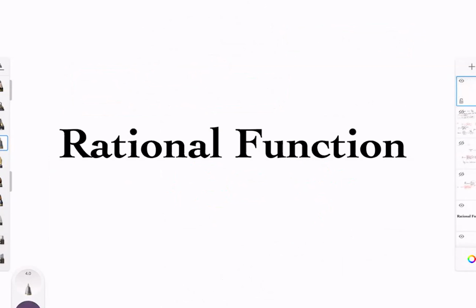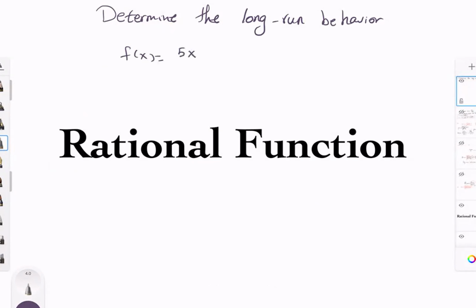So now they're asking us to determine the long run behavior of the rational function. The question is f of x equals 5x to the power 4 plus 8x cubed plus 2x minus 1 divided by 20x to the power 4 minus 8x cubed minus 5. So they're asking us to determine the long run behavior.